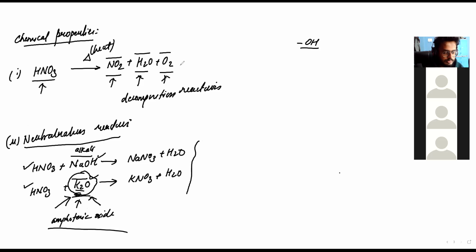Besides K2O, there are other examples of amphoteric oxides like zinc oxide. But if you can write some oxides in place of bases, those are amphoteric oxides. Amphoteric oxides are oxides that behave both as acids as well as bases.